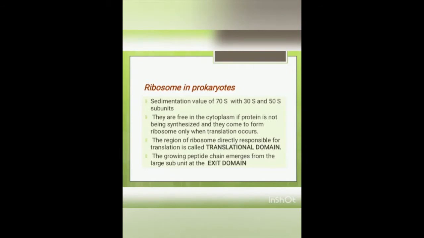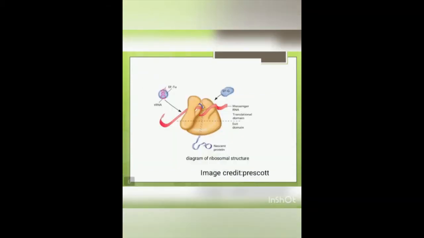Ribosome in prokaryotes. Sedimentation value is 70S with 30S and 50S subunits. They are free in the cytoplasm if protein is not being synthesized, and they come to form ribosome only when translation occurs. The main regions are the translation domain and the exit domain. The translation domain is the region where the translation occurs, and the exit domain is where the growing peptide chains emerge from the large subunit. Here you can see the translation domain and the exit domain. The picture is taken from the Prescott book.